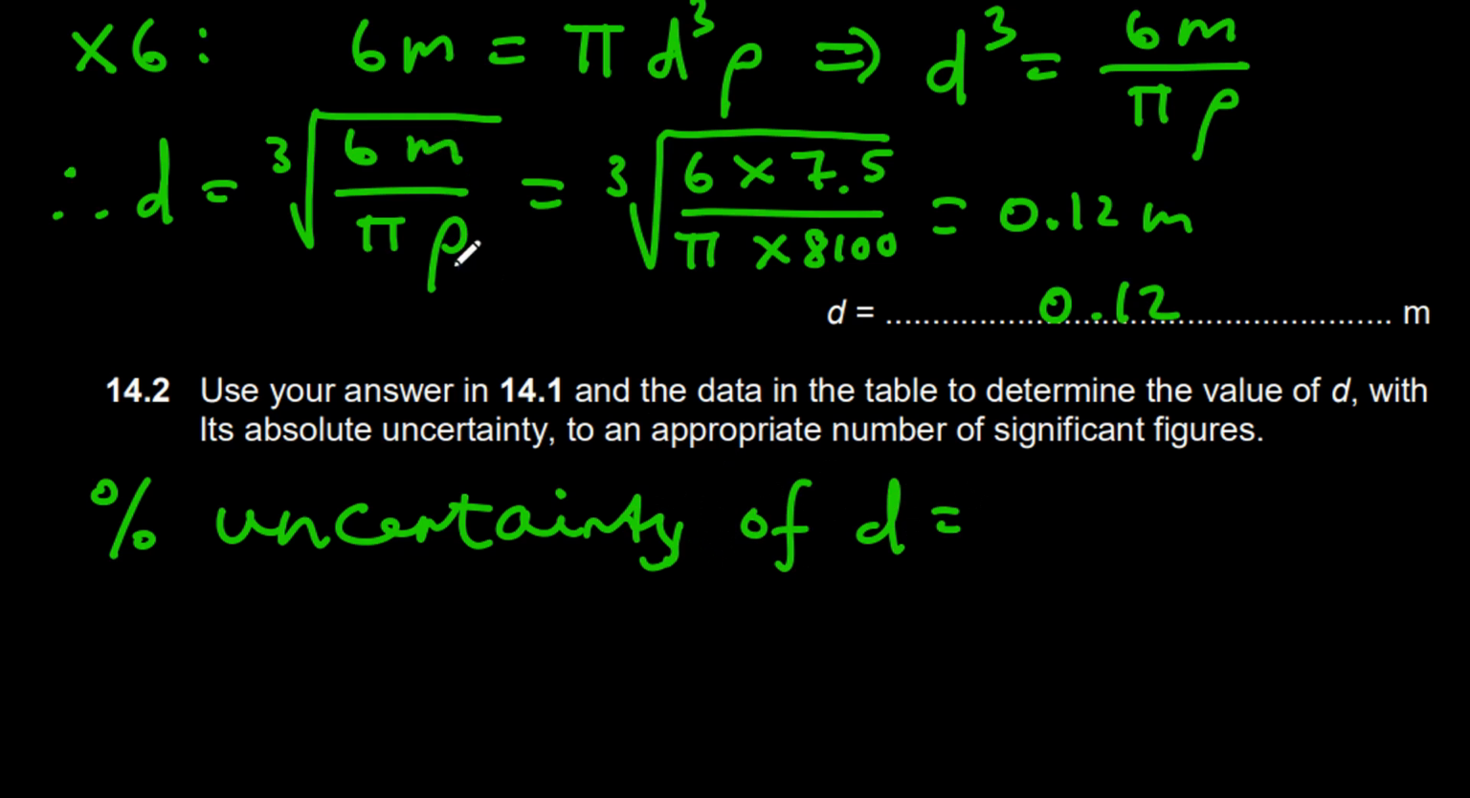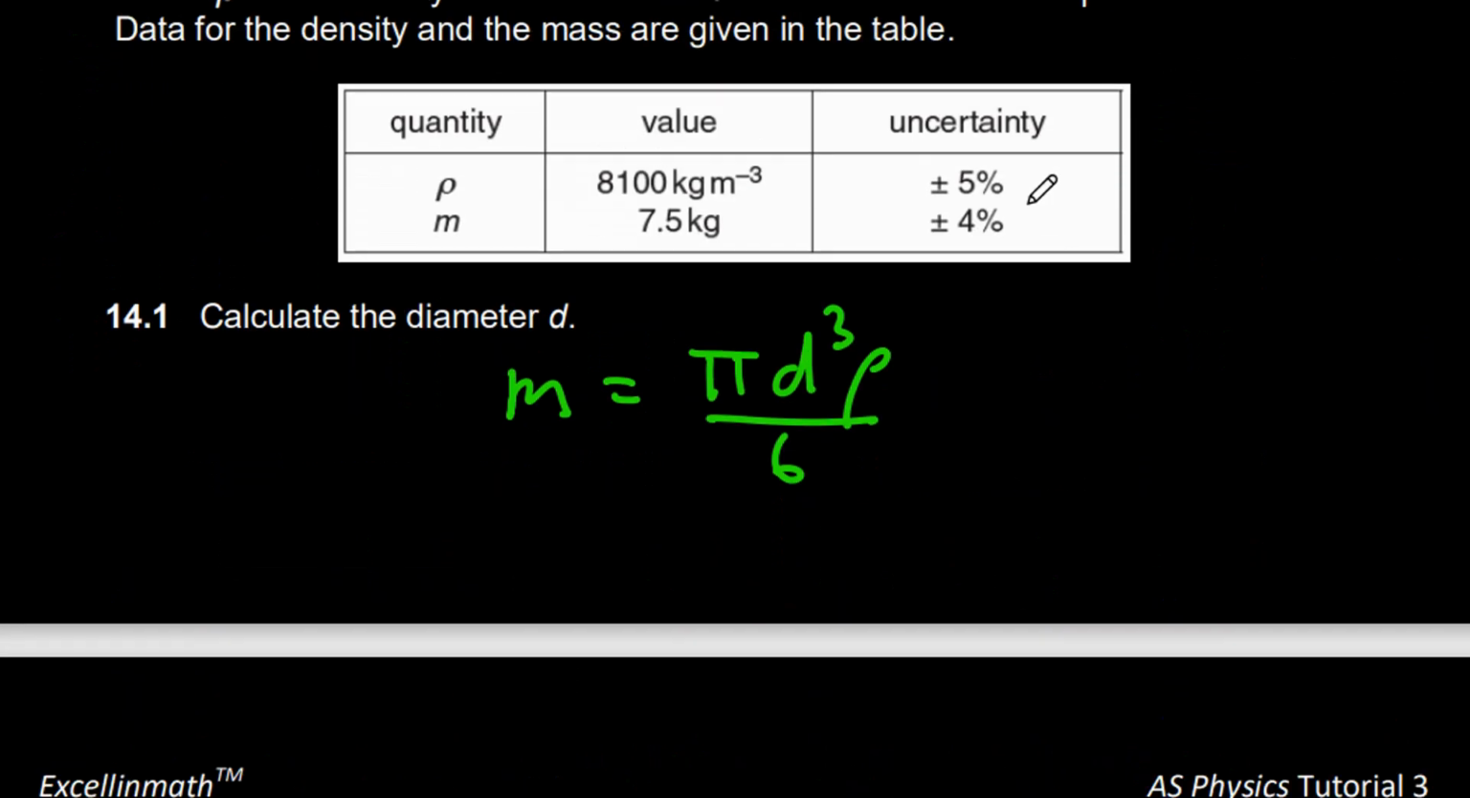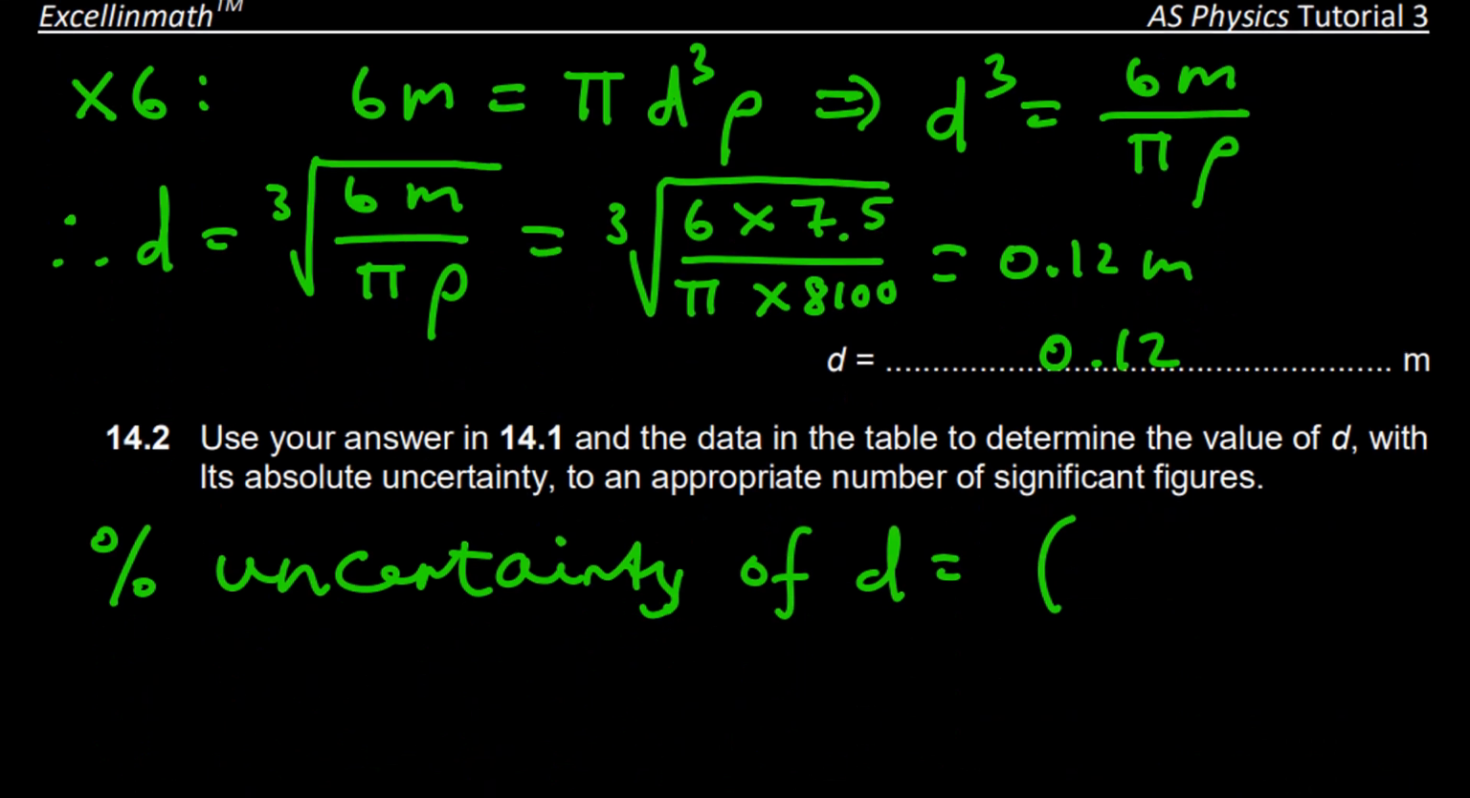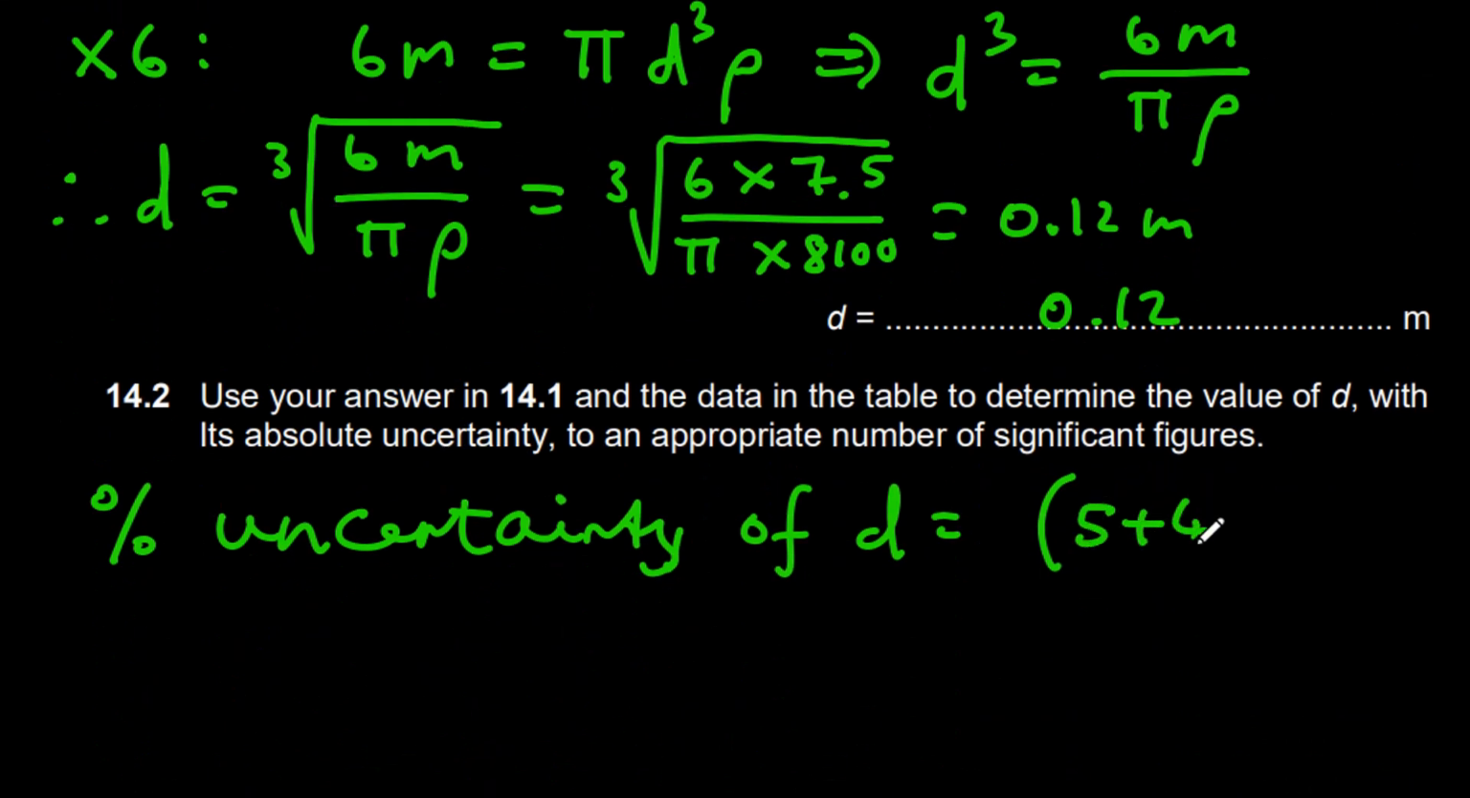And we said because we're dividing m and rho, we add their percentage uncertainties. So it's going to be 5 plus 4%. Now, we are also taking the cube root here. Taking the cube root is the same as raising to the power of 1 over 3, or raising to the power of a third. And the rule says that when we raise to a power, we multiply by the power. So we must multiply this by a third. And of course, this is 3%.